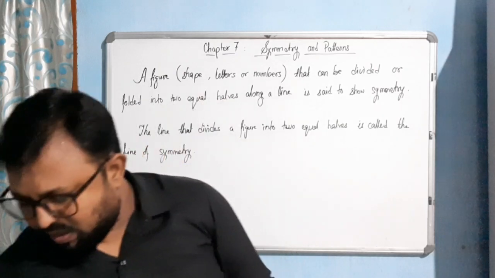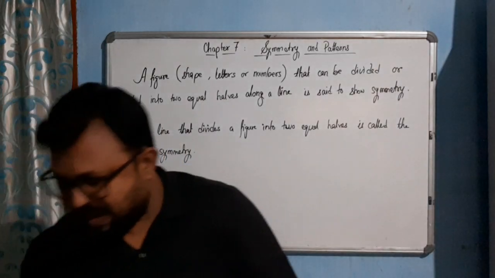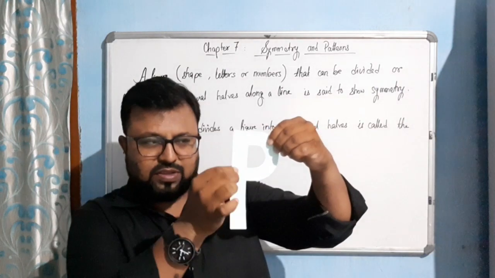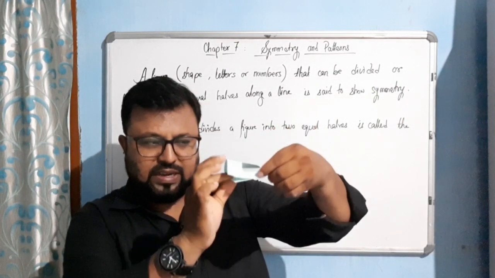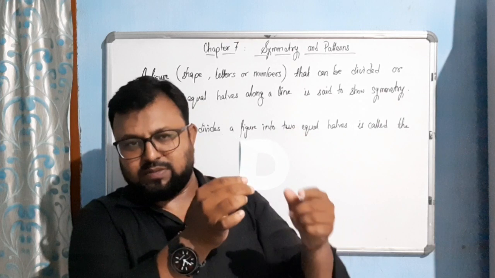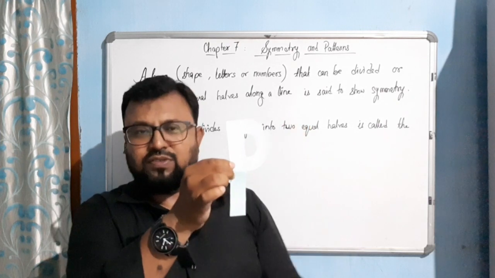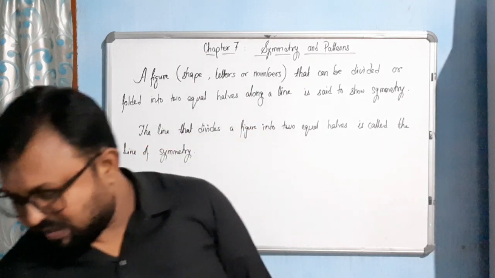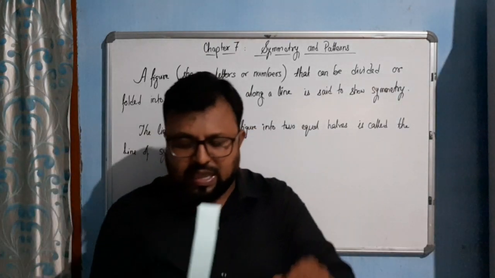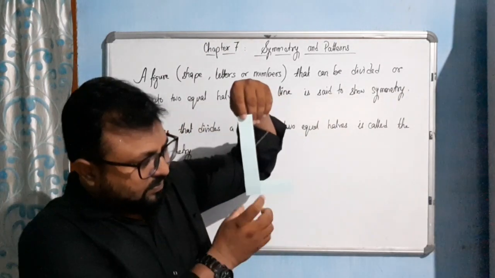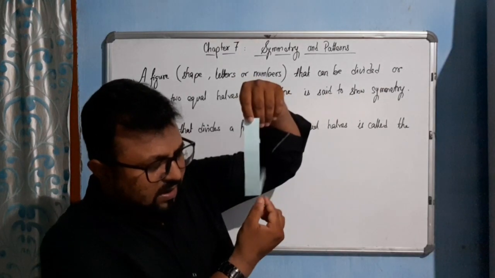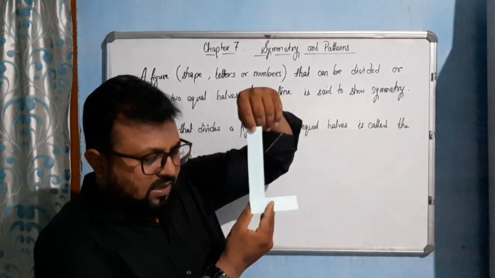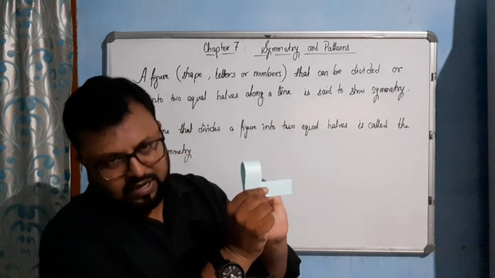A few more examples like this: P. You can see P. If I fold vertically, there is no line of symmetry, or if I fold horizontally also, there is no line of symmetry. So there is no line of symmetry in this type of figures or letters. Like this, in L also you will see, if I try to fold in this way, there also you are not getting any symmetrical images, and if I fold like this also, you are not getting any symmetrical images.